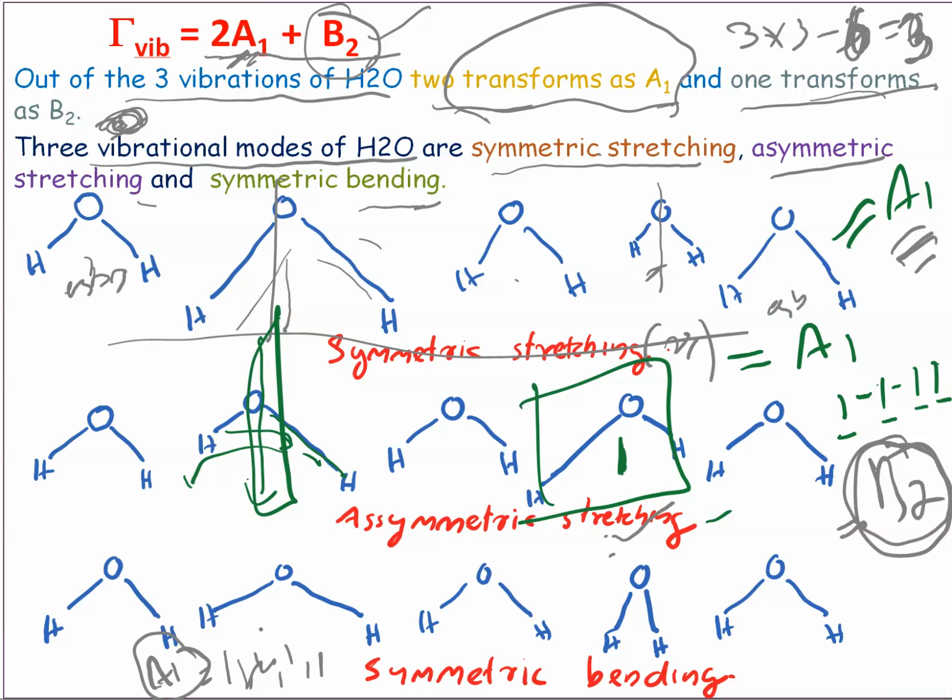In the next video, we will discuss these vibrations. So we have found the vibrations and the symmetry of the vibrations, the degrees of freedom of the water molecule. Our next step is which of these vibrations will be IR active and which vibrations will be Raman active. That we will discuss in the next video.